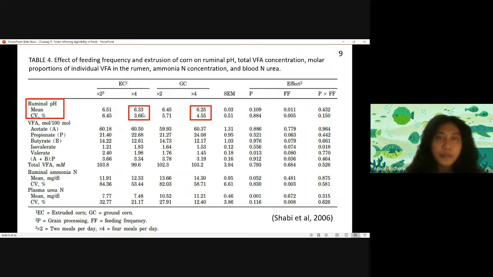Another positive effect: maybe in the previous slide, the pH seemed to have a negative effect because it tends to decrease. But another positive effect is that the variation of the pH from the more frequent feeding is less compared with only the 2 times feeding treatment.